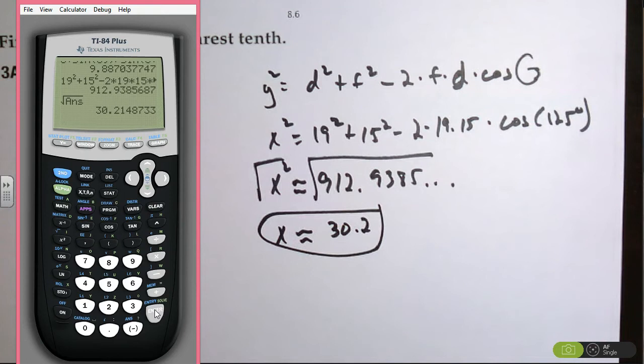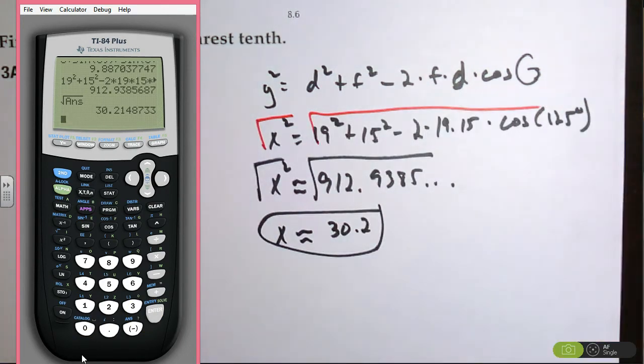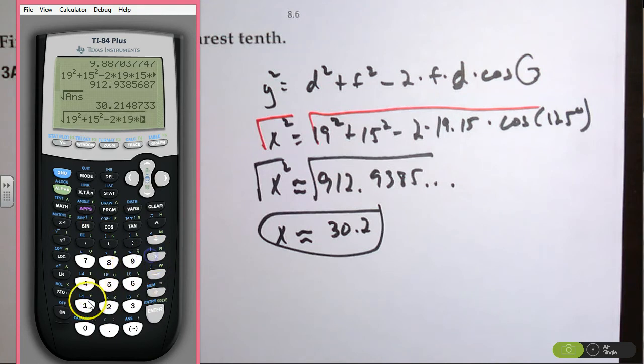Now, if you don't have a graphing calculator like this, what you can also realize is I needed to do the square root of all of this anyway. So you can just do that. It's kind of a pain in the neck, but you could do second, square root, and on your scientific, it'll pull up parentheses and then just plug all this stuff in here: 19 squared plus 15 squared minus 2 times 19 times 15 times cosine of 125 degrees. And we get the same answer.